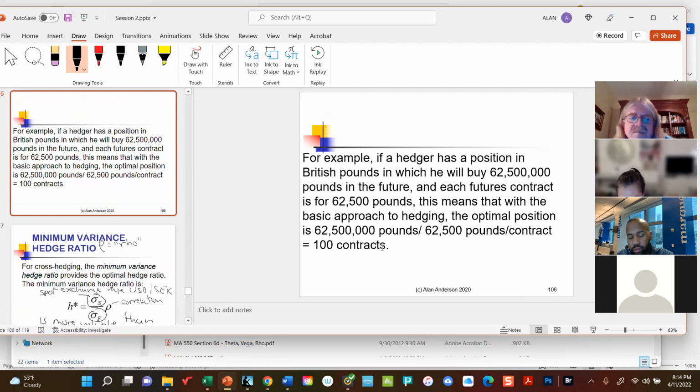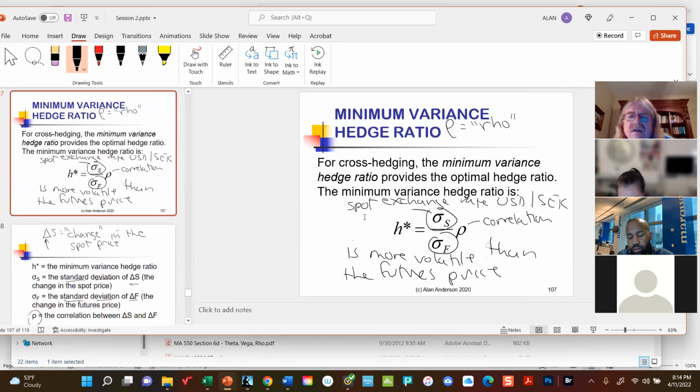Okay, and that's fine. But for certain applications, especially cross-hedging, it doesn't work quite that simply. What you need to do is take into account, let's say we are using the dollar and the Swedish krona, the volatility of the exchange rate between the two currencies, the volatility of the futures price on the euro, and the correlation between them. And that will give us the so-called minimum variance ratio.